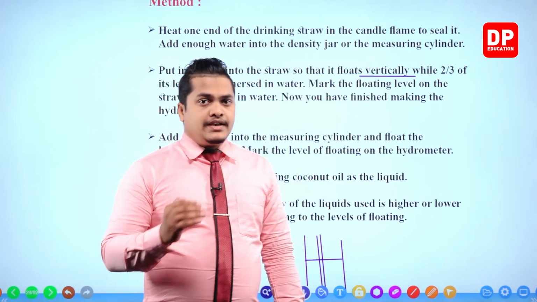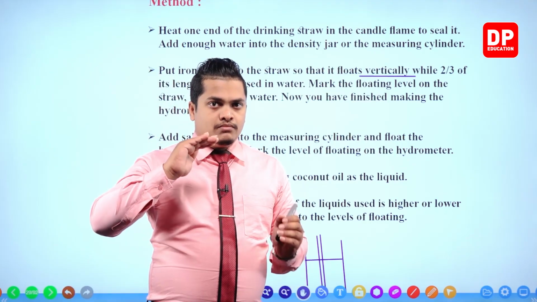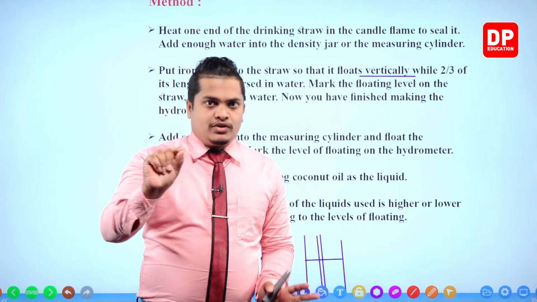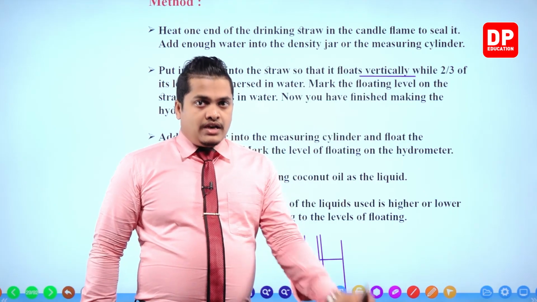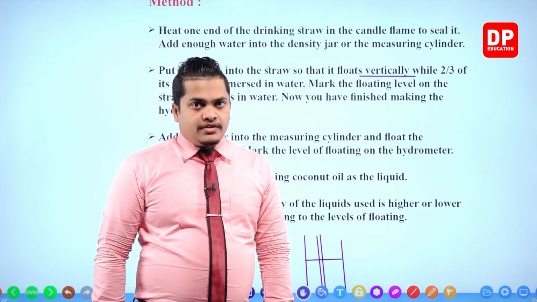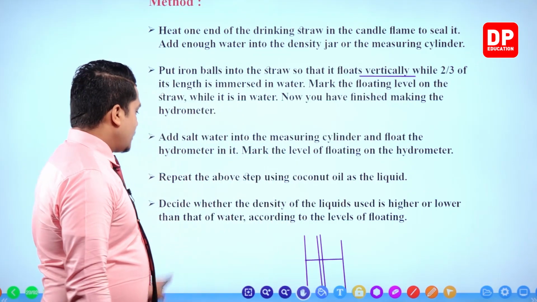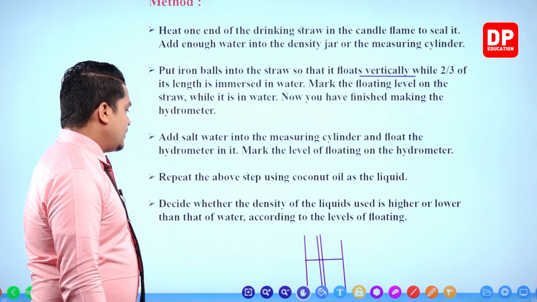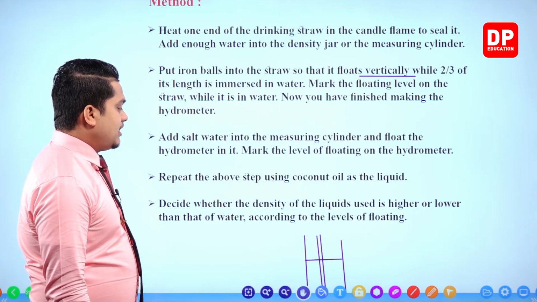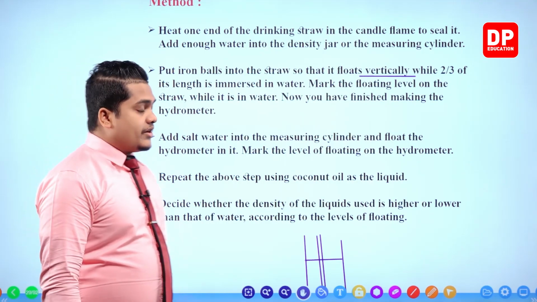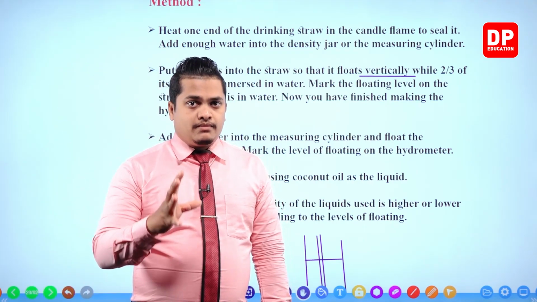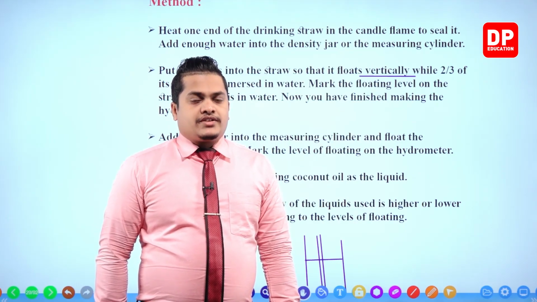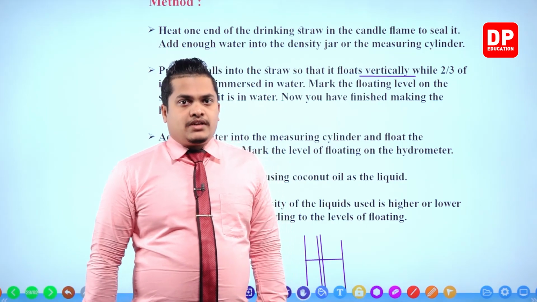So in 3 different liquids, we are going to measure the density, not actually, right? We are just going to mark the level at which the hydrometer is going to float. Decide whether the density of the liquids used is higher or lower than that of water according to the levels of floating. So according to the floating levels, we can compare the densities of liquids, my dear children. Okay, right. So this is the way of doing the activity, my dear children.